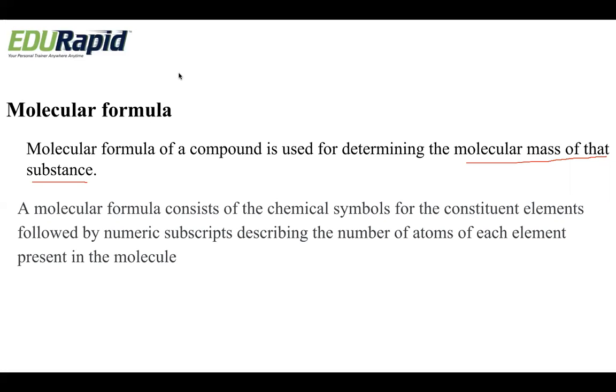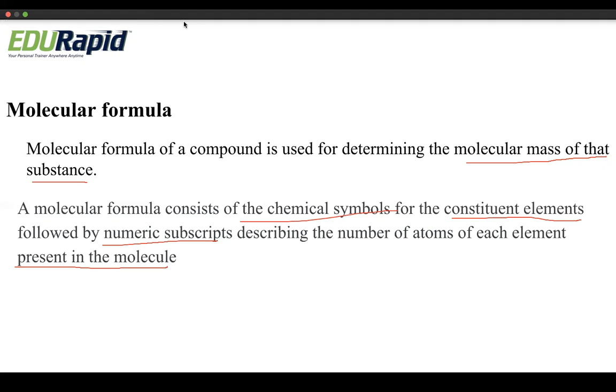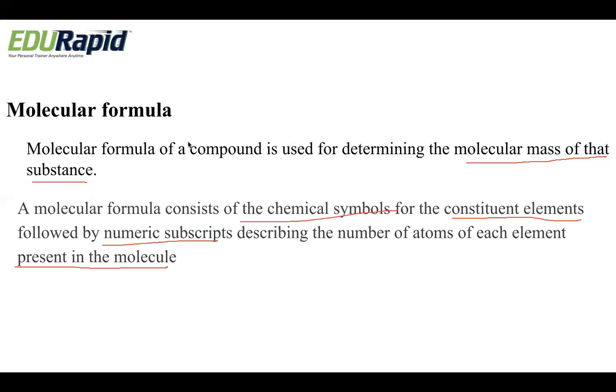A molecular formula consists of chemical symbols for the constituent elements followed by number subscripts describing the number of atoms of each element present in the molecule. So a molecular formula will give the symbols. It gives the chemical symbol of a particular constituent element, and that symbol will have a number subscript. These subscripts give you a description of the number of atoms of each element present in that molecule. Let us see this with the help of an example.